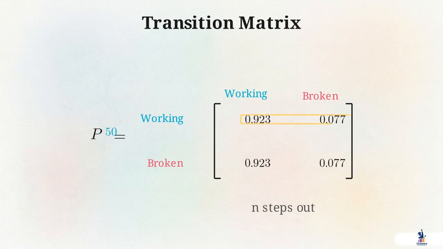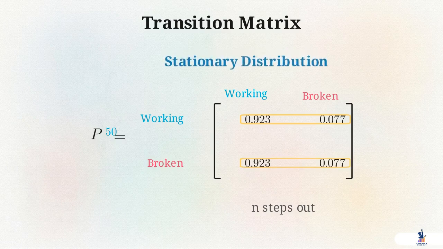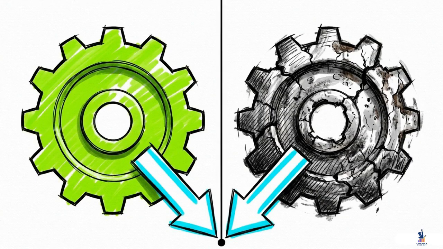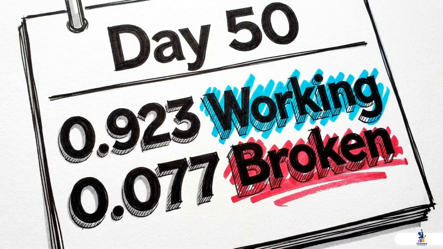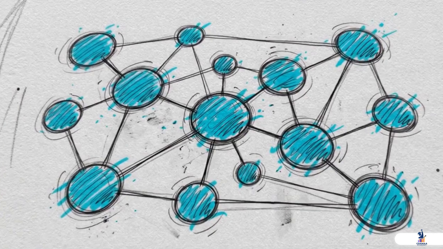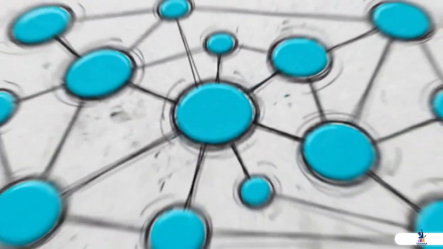The numbers shift and eventually lock into place. The two rows of the resulting matrix become completely identical, settling on 0.923 and 0.077. When the rows become identical, the math is telling us something specific. The initial starting state no longer affects the outcome. Whether the machine was working or broken on day 1 has zero mathematical bearing on day 50. Through repeated matrix multiplication, the system eventually discards its arbitrary starting conditions.